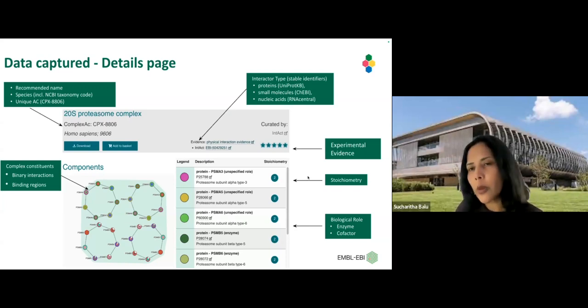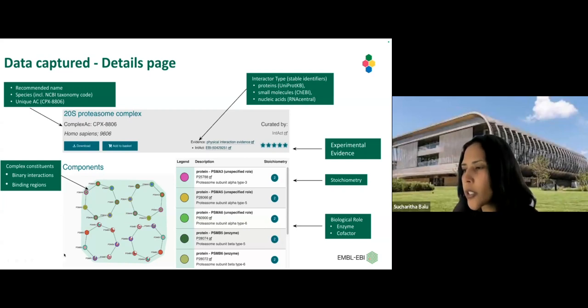If we have information about the structure of the complex, then we're able to assign it stoichiometry. So you'll see numbers down this column. And if components of the complex have a specific biological role, for example, they're known to be catalytically active, like these PSMB5 and PSMB6 subunits here, then you'll see a little enzyme tag.